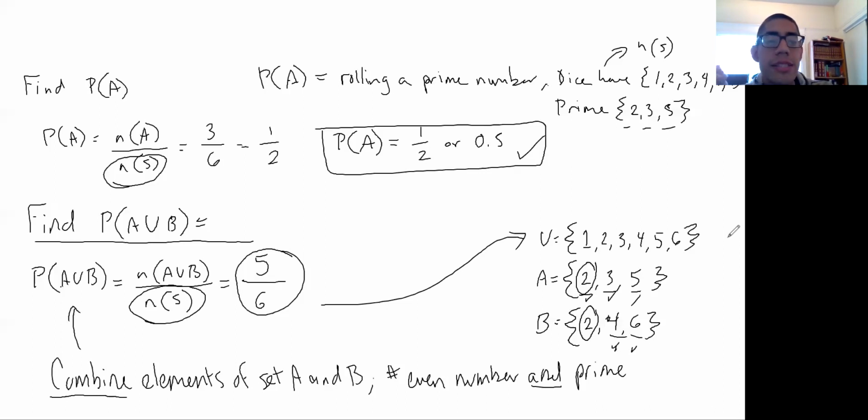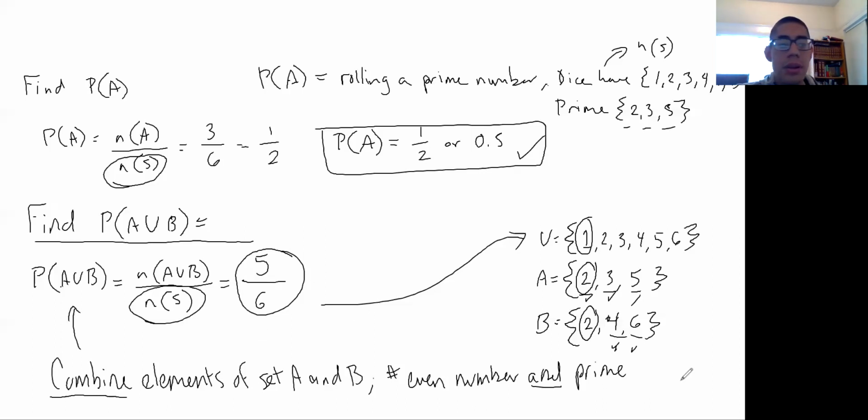What is the chance of me rolling a number inside of set A or set B together? Well, there's 5 numbers that I can roll. The only number that's not in set A or set B is number 1. 1 is not a prime number. 1 is not an even number. Therefore, I have a 5 out of 6 chance of rolling a number inside of a union between set A and set B. That's it.